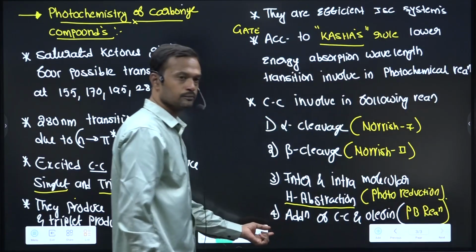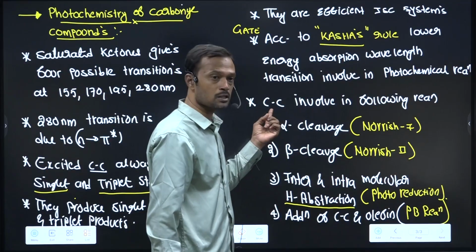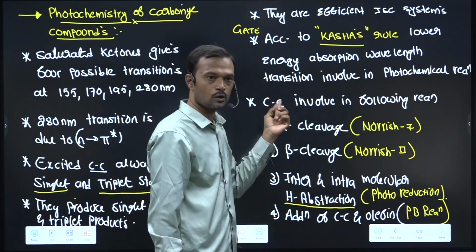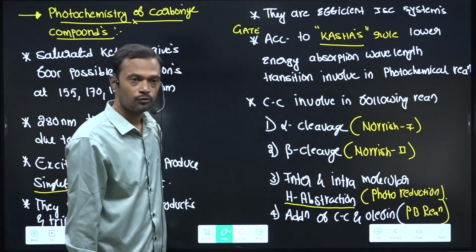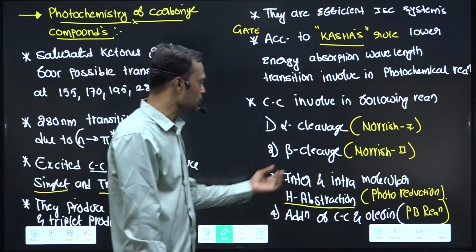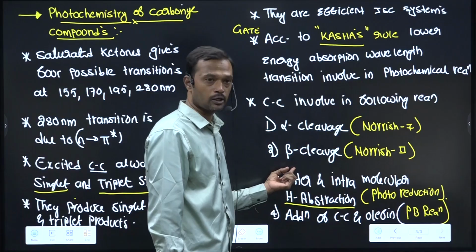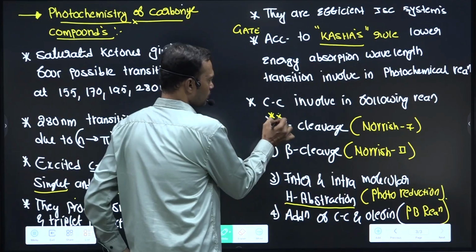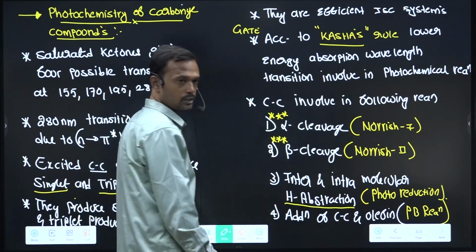It is addition, the Paterno-Buchi reaction, addition of a carbonyl compound. CC means carbonyl compound. Every time I don't write carbonyl compound, I will write CC. Alpha cleavage is Norrish 1, N1. The other is Norrish 2, McLafferty, the retro-ene reaction. Even Norrish 2 has many names: McLafferty and others. So here Norrish 2 and Norrish 1, these two are the most famous and most important reactions.